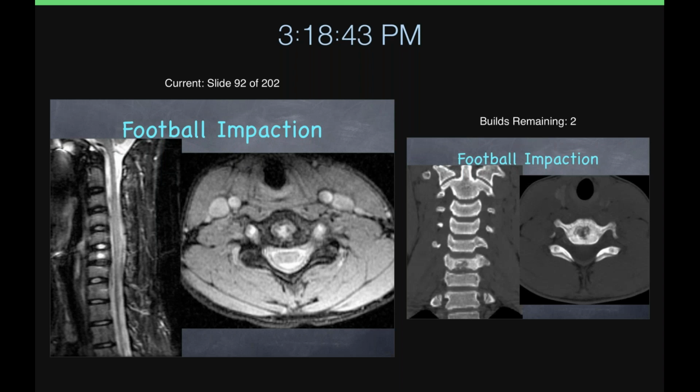Football impaction. Okay, the cord is obviously really thick with this increased signal. Maybe some of it is a poor study with some motion artifact. Okay, and then there's that focal increased uptake in the body. I wonder if there's some loss of height there. It's not obviously edema. It's increased free fluid, right?